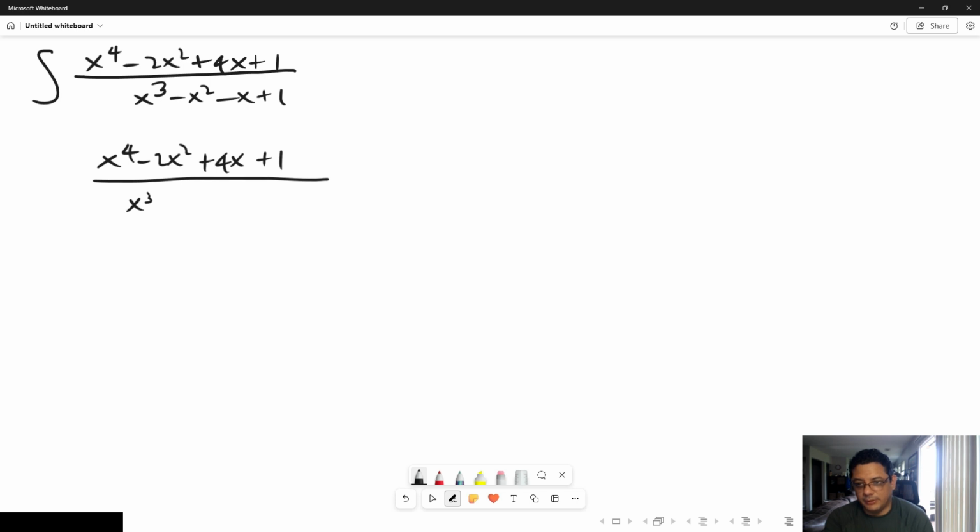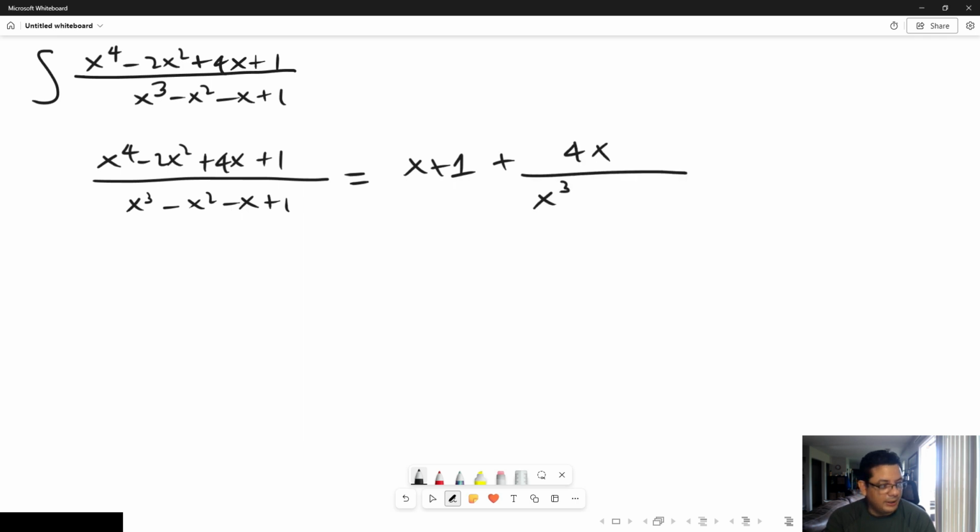And so when we do the long division between these two, we get that this is equal to x plus 1 plus 4x over x cubed minus x squared minus x plus 1. Now this piece is something that I'm going to be able to easily integrate, and this piece is what's going to be left for partial fractions. And so at this point, partial fractions.